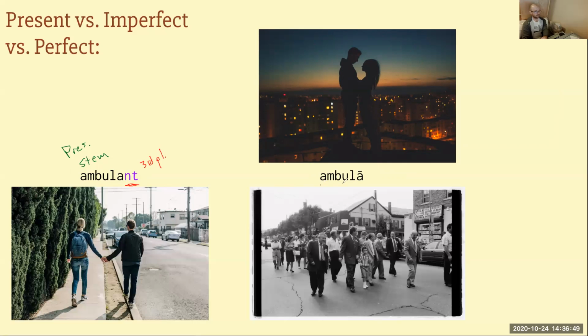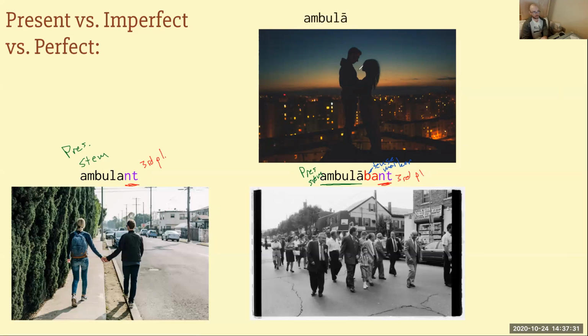For the imperfect tense, notice we're still using that present stem, ambula. One thing that we do a little differently, though, is we add a tense marker. And this one's telling us that it's the imperfect tense. And then finally, we use these same personal endings telling us that it is third plural. So ambulabant, they were walking.